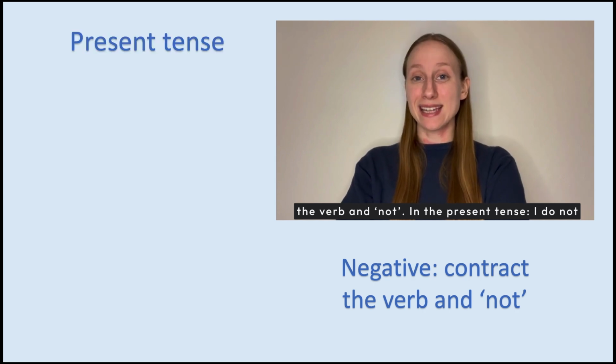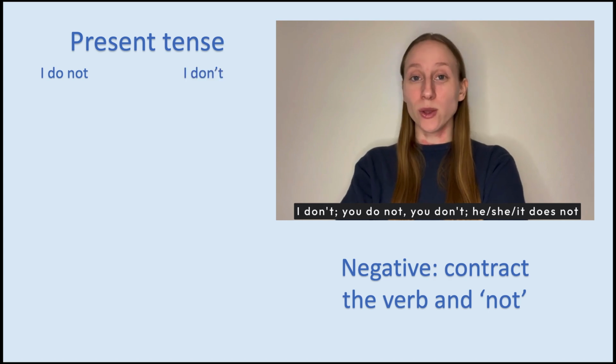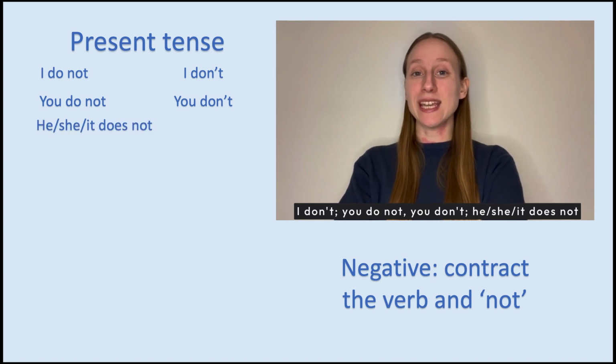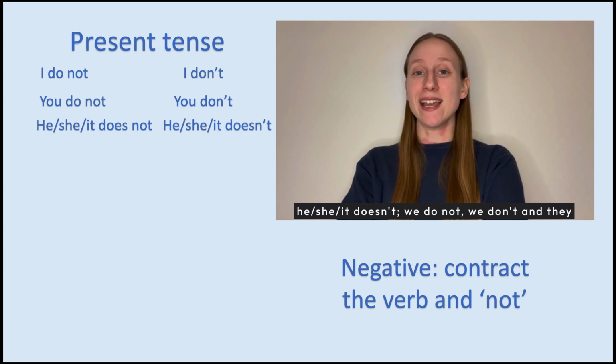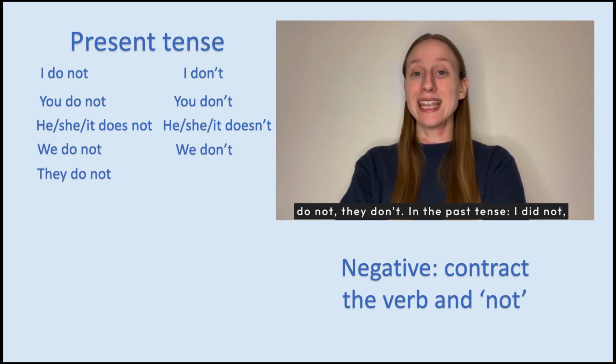In the present tense, I do not, I don't, you do not, you don't, he, she and it does not, he, she and it doesn't, we do not, we don't, and they do not, they don't.